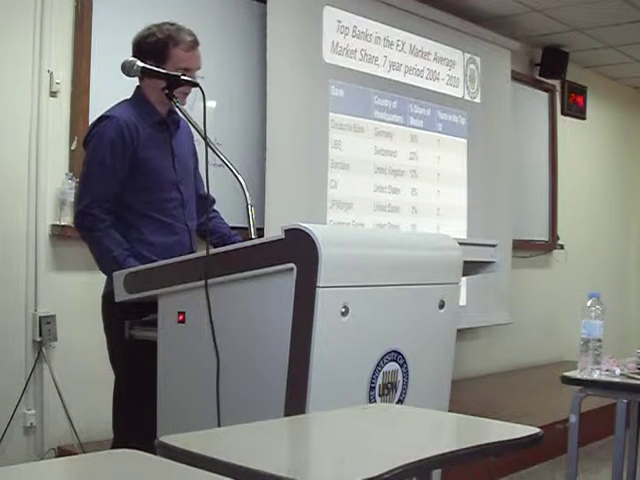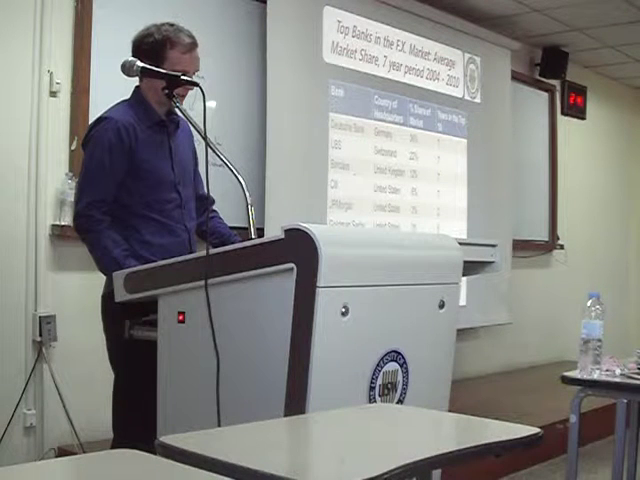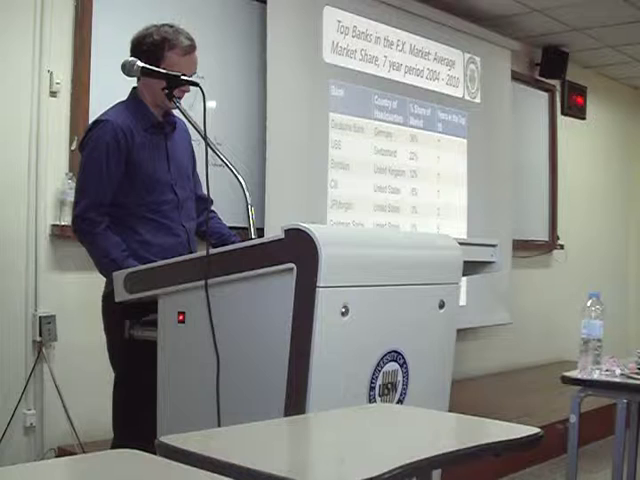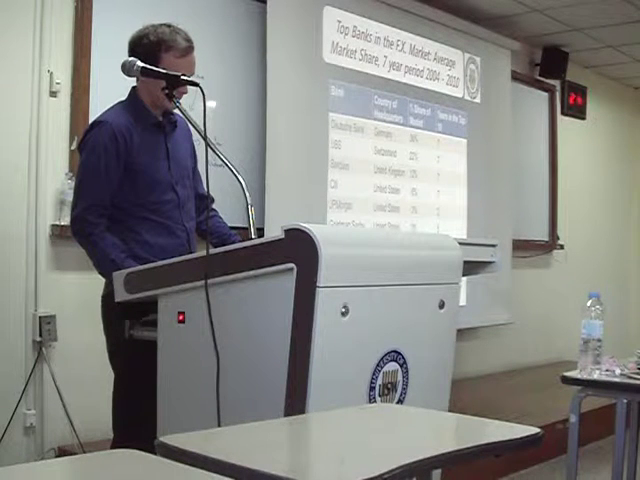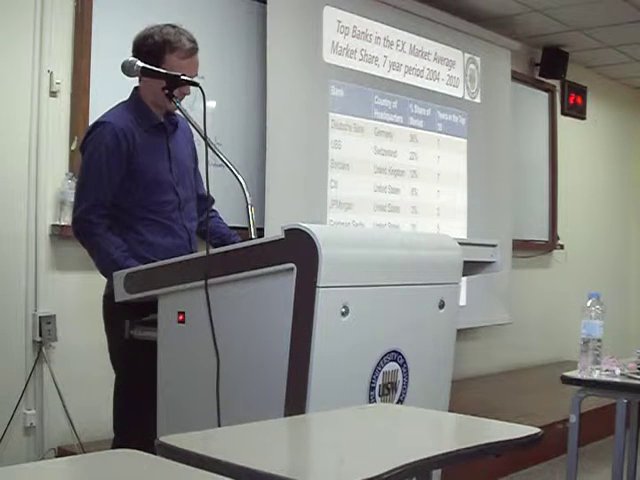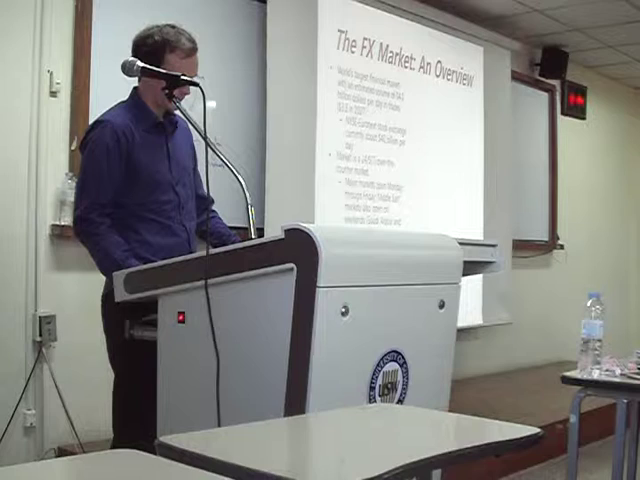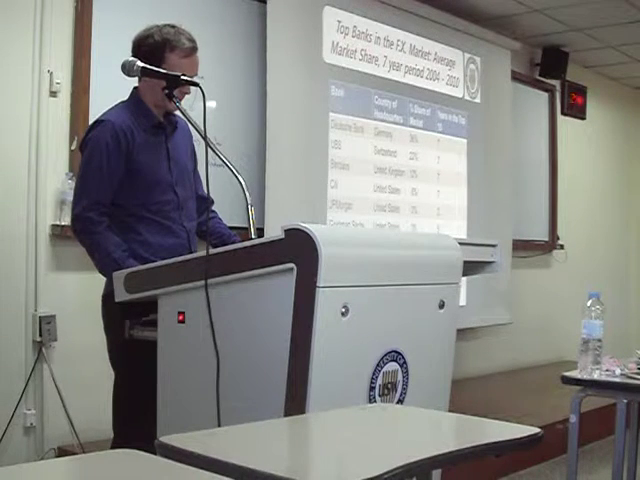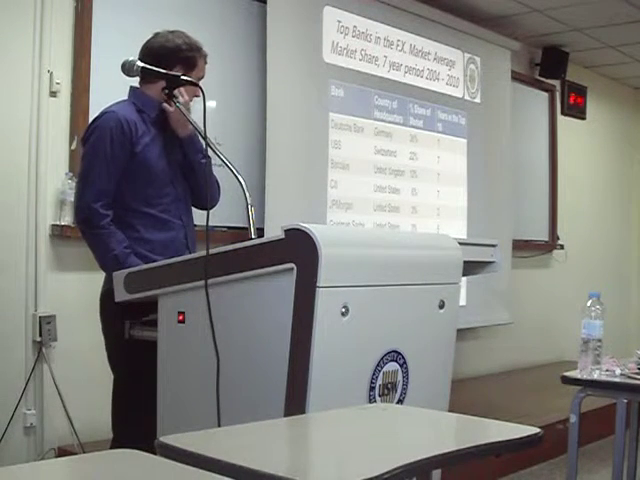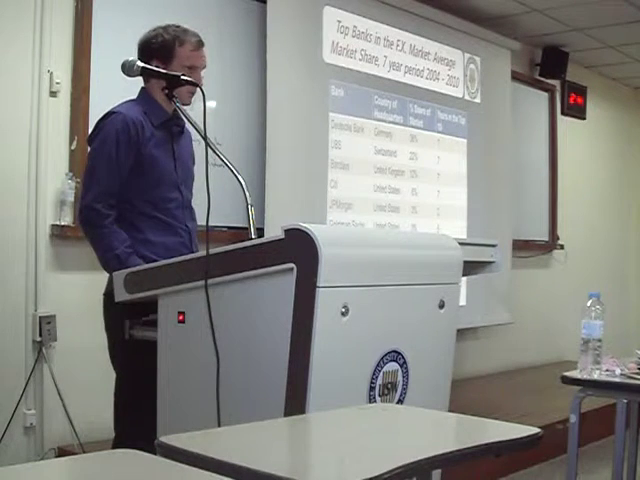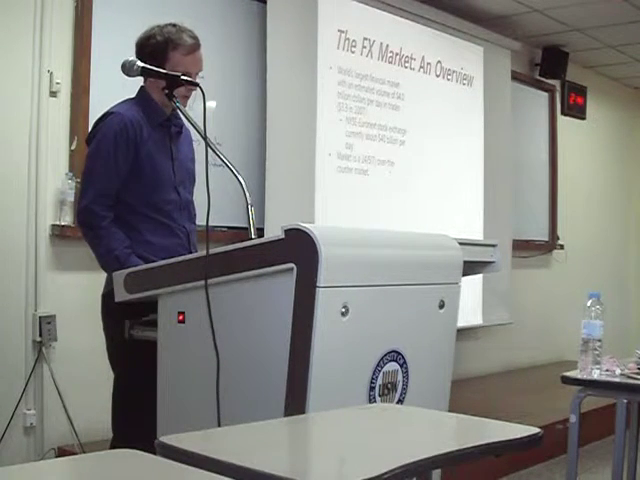UBS, do you know UBS? Yes. Barclays, Citi, JP Morgan, Goldman Sachs, HSBC, Credit Suisse, Morgan Stanley. These are main global banks, right? We can notice there are many European banks and UK banks here. So we'll talk about why Europe is important in the foreign exchange market later.